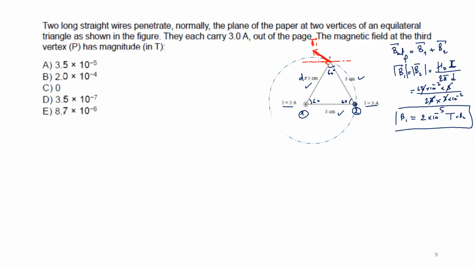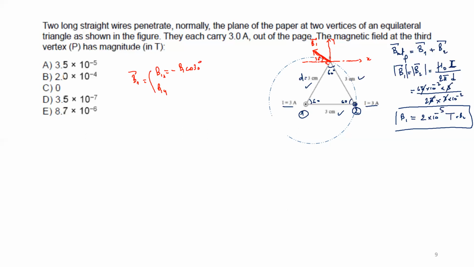Because this angle here is 30 degrees. Do you agree with me? I hope you see what I mean. So this is B1. I will take this as my x-axis and this as my y-axis. So B1 has two components, B1x and B1y. What is B1x? B1x is negative, right? So it's minus the magnitude of B1 cosine 30 degrees.